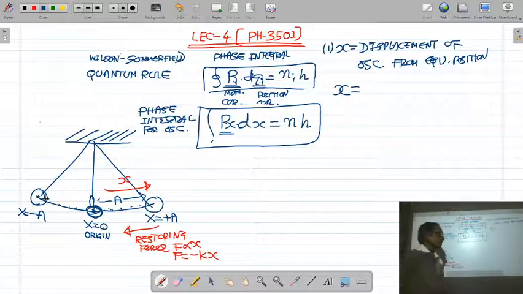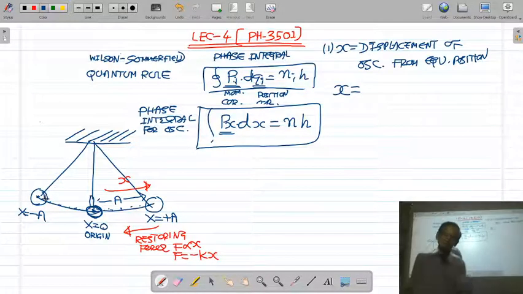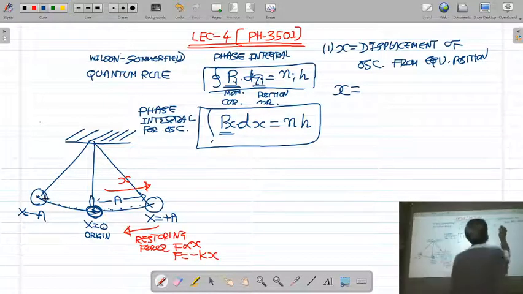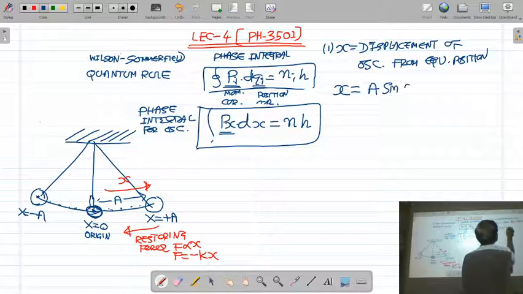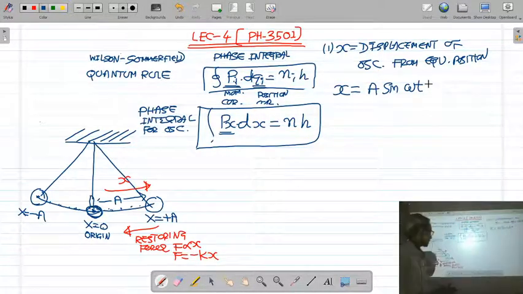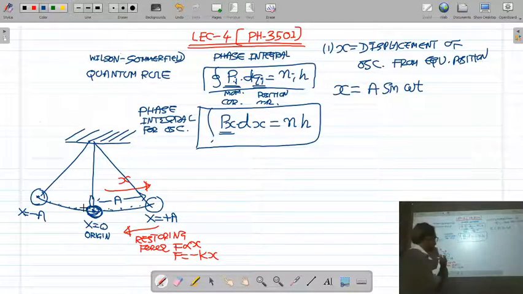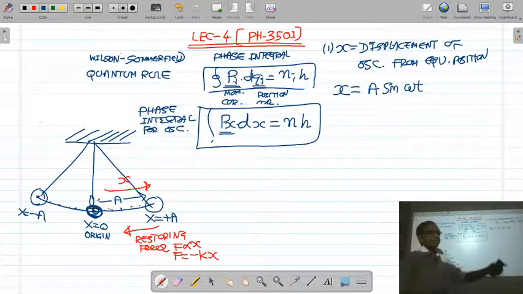So the displacement of the oscillator from the equilibrium position is given by, please remember the equation of displacement of a harmonic oscillator you derived in 11-12 standard. It is A sin(omega t plus phi), but the oscillator starts its motion from the equilibrium position, so the initial phase phi will be 0. So this is the equation we derived at school level: the displacement of a one dimensional oscillator from the equilibrium position is given by A sin omega t.